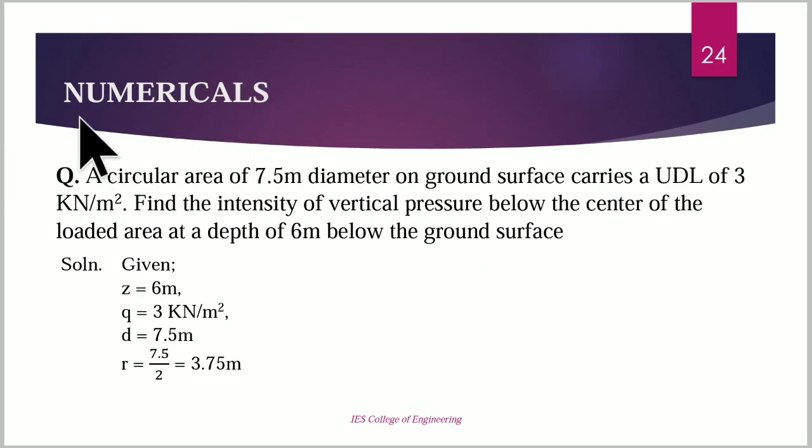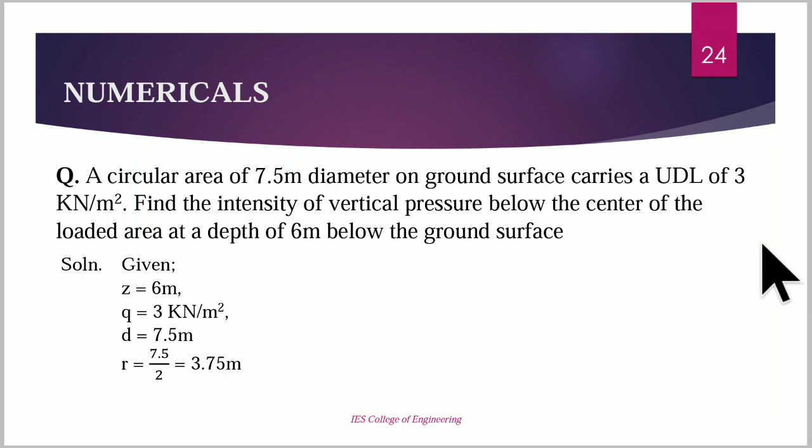Now, coming on to numericals, question number 2. A circular area of 7.5 meter diameter on ground surface carries a uniformly distributed load of 3 kilonewton per meter square. Find the intensity of vertical pressure below the center of the loaded area at a depth of 6 meter below the ground surface. We have to find the intensity of vertical pressure below the center of the loaded area.